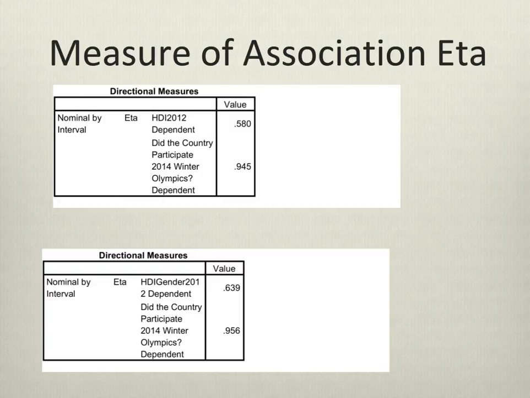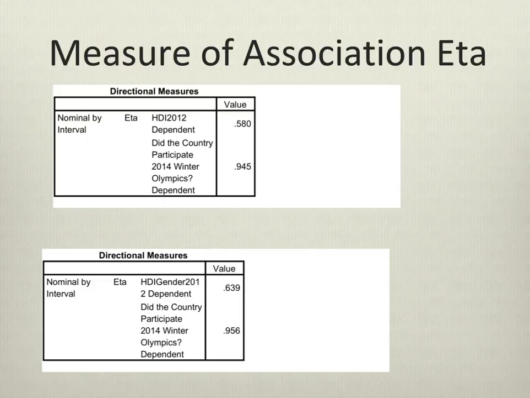When we look at eta, we have to consider which is the independent and which is the dependent variable. Does participation predict your score, or does your score predict your participation? I'd have to think your score predicts your participation. In that case, there's a very strong correlation between participation in the Winter Olympics and one's nation's score on the HDI.